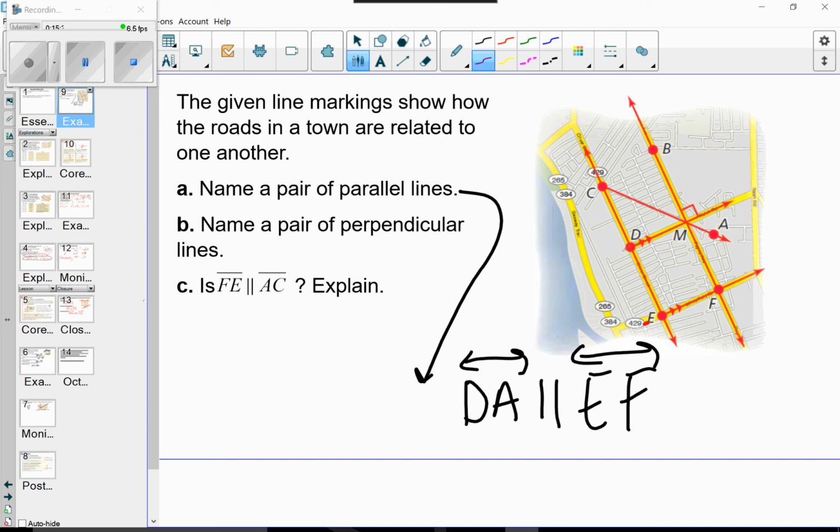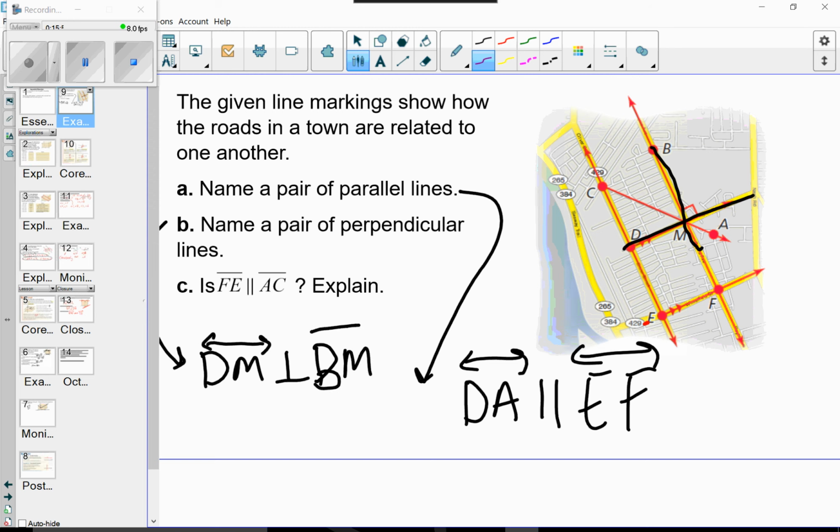Name a pair of perpendicular lines. Okay, well that's also marked as well, right here and right here. So I can actually say DM and BM. So DM is perpendicular to BM. You can see that little right angle symbol right there.